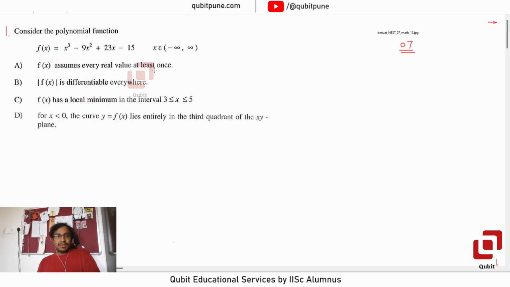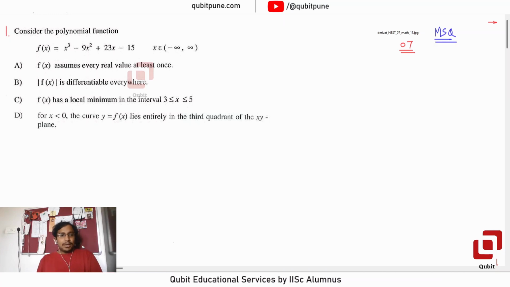Option A, f of x assumes every real value at least once. Option B, mod of f of x is differentiable everywhere. Option C, f of x has a local minimum in the closed interval 3 to 5. Option D, for x less than 0, the curve y equal to f of x lies entirely in the third quadrant of the xy plane. Now this is actually a multiple select question, so there may be more than one option correct.